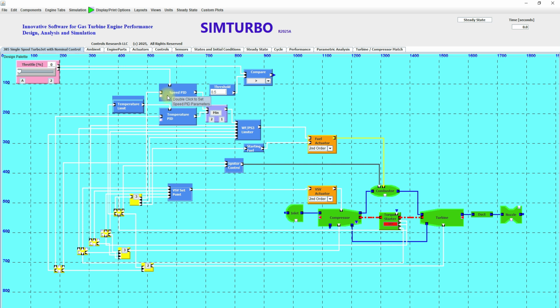This concludes the demonstration of a gas turbine engine architecture layout using SimTurbo.